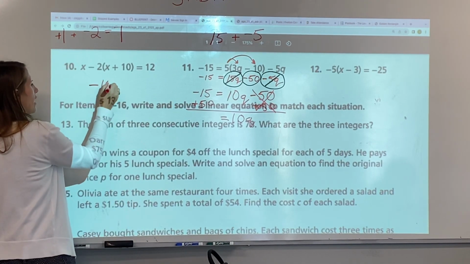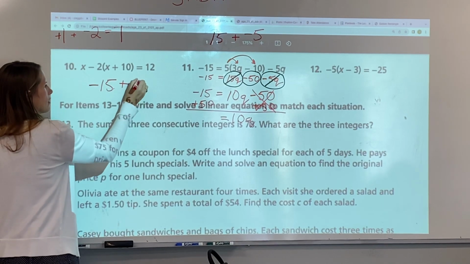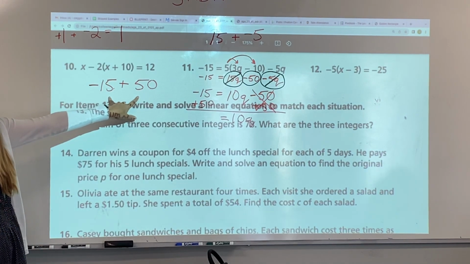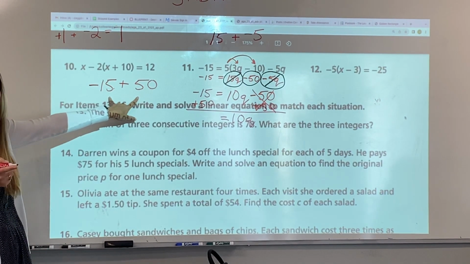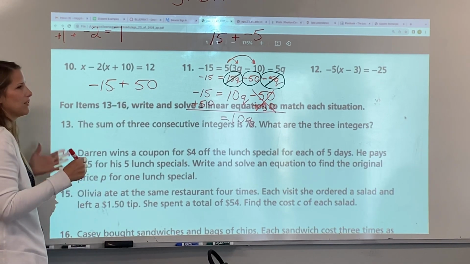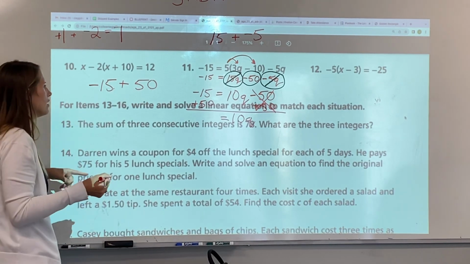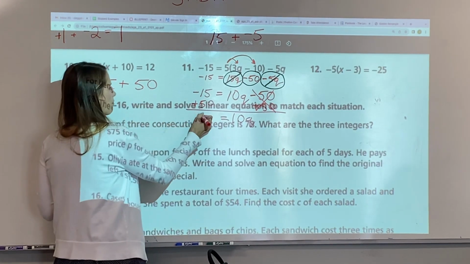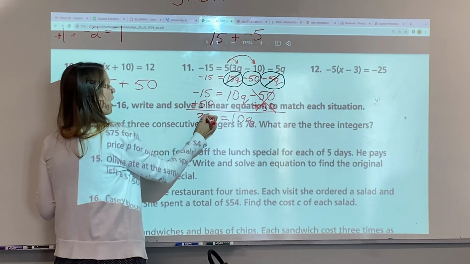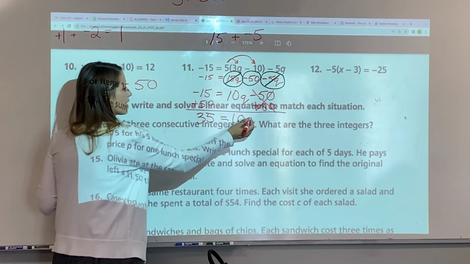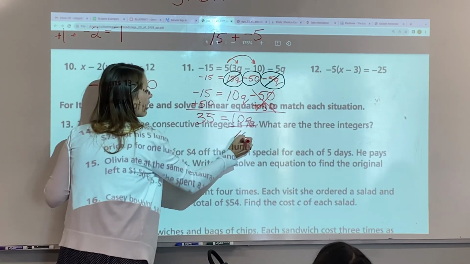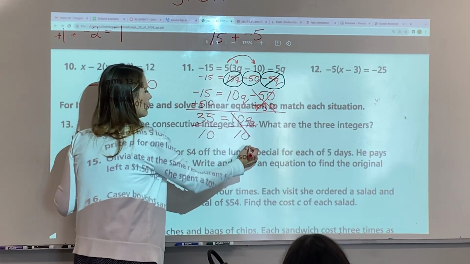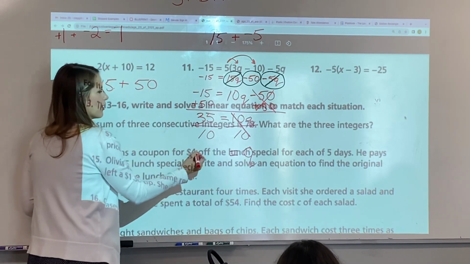Don't forget about our rules. Negative 15 plus 50, or negative 15 combined with a positive 50. What do we take? The difference of the absolute values, so we subtract 15 from 50 to get 35, and it's positive because the greater absolute value is positive. So we have positive 35. And then, what's the last step? Divide by 10 on both sides. I love that you guys are saying on both sides. And then we have q equals 3.5.